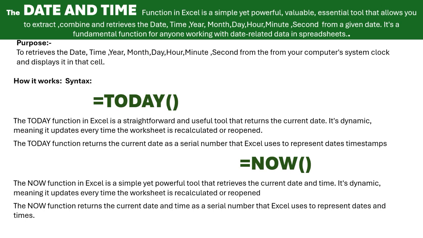And the NOW function in Excel is a simple yet powerful tool that retrieves the current date and time. It's dynamic, meaning it updates every time the worksheet is recalculated or reopened. The NOW function returns the current date and time as a serial number that Excel uses to represent date and time stamps. So let's learn practically how the TODAY and NOW functions work.